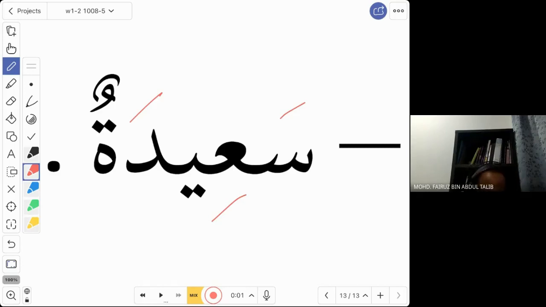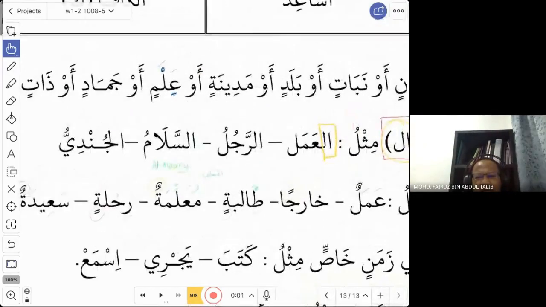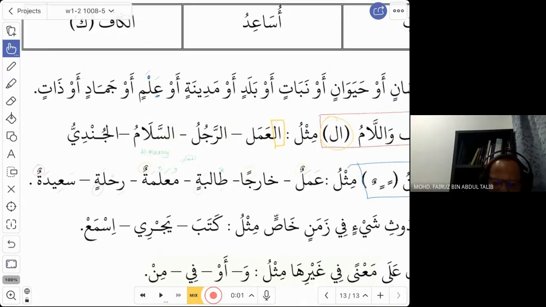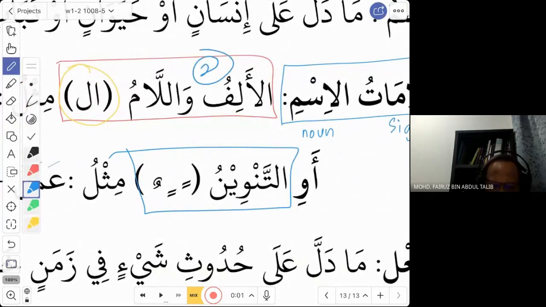But what do you see here? You see a tanwin. So when you see a tanwin, you know this must be a noun. This must be an isim, even though the meaning does not reflect that of an isim, right? But since you have that tanwin, this must be a noun. So these are the two signs that will help you to determine whether the word is a noun, an isim, or a fi'il, a verb, or a harf. The two signs: alif lam, and also the tanwin. Sorry, that should be number one. This is number one. This is number two.